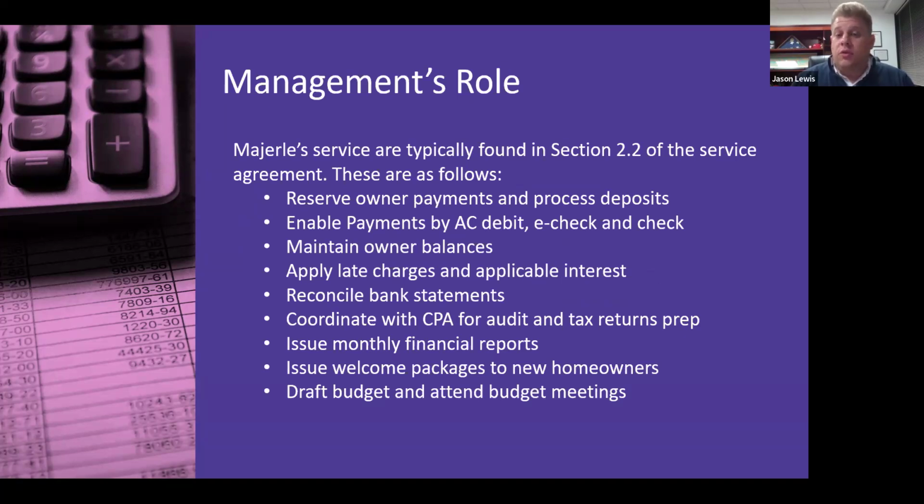And those deliverables that we have are the following: receiving owner payments and processing your deposits, enabling payments by ACH, debit, e-check, maintaining owner balances, applying late charges and applicable interest that your collections policy may or may not have, reconciling bank statements. We coordinate with your CPA for audit and tax prep, issue your monthly financial reports, issue welcome packages to your new homeowners, and draft your budget and attend the budget meeting.